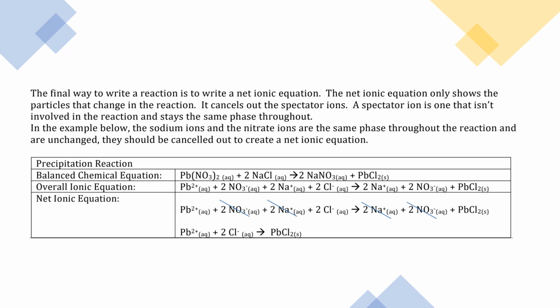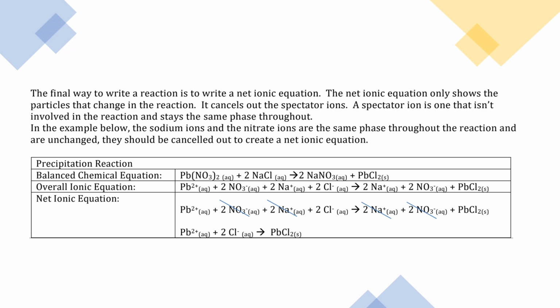So once you have your overall ionic equation, you can actually get a net ionic equation. It shows the particles that do change in the reaction. If you look at this, there are some that are canceled out in the overall. Those are called spectator ions because they're present on both sides of the arrow. It doesn't participate in the reaction itself per se, and it stays in the same state of matter from left to right, reactants to products.